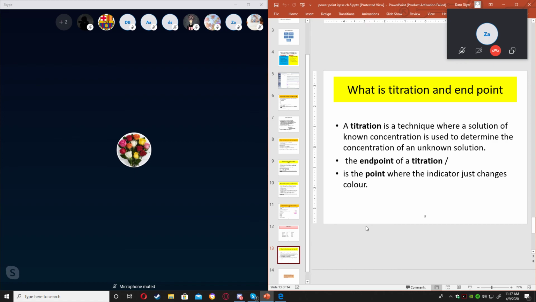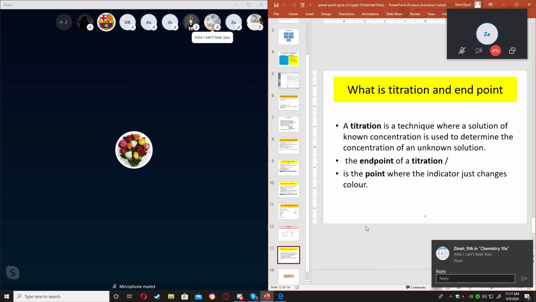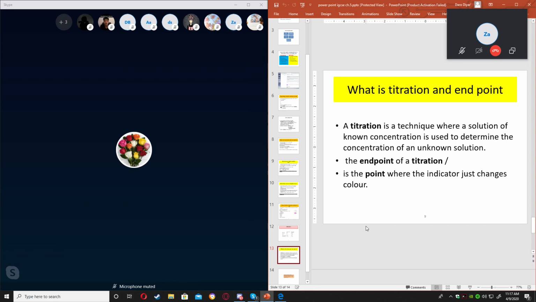Okay. Our copper sulfate has a color. Again by adding water, it is called a reversible reaction. Okay.